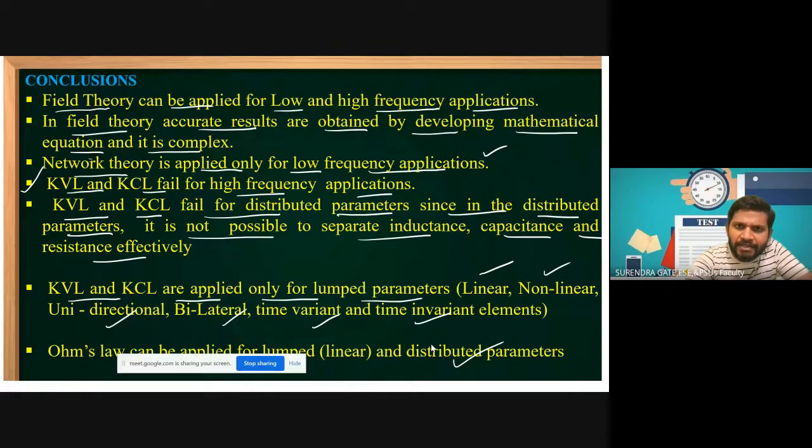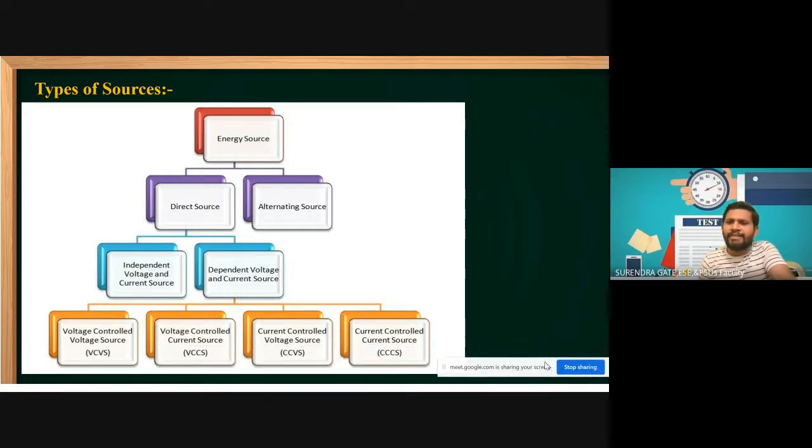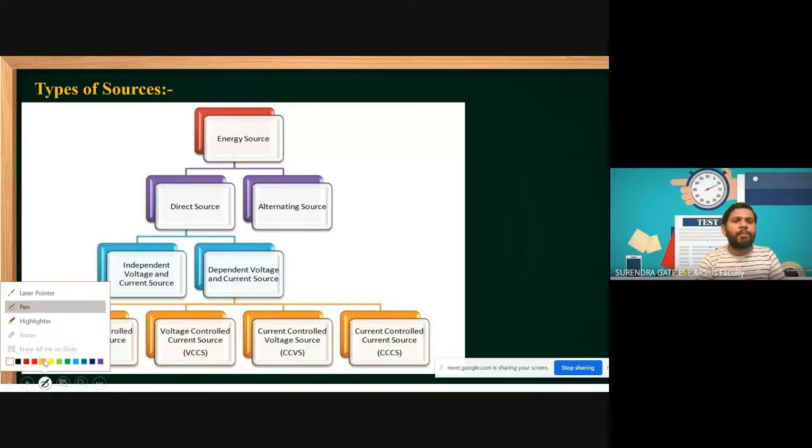Yes, friends, please concentrate. The next topic in today's class is types of sources. Very important that you concentrate. Types of sources. Yes, friends. In general, there are different types of sources. A source is nothing but an energy source, no doubt at all. What are the different types of sources? This is the broad classification of the sources.